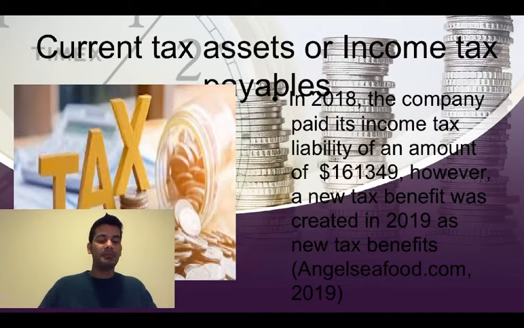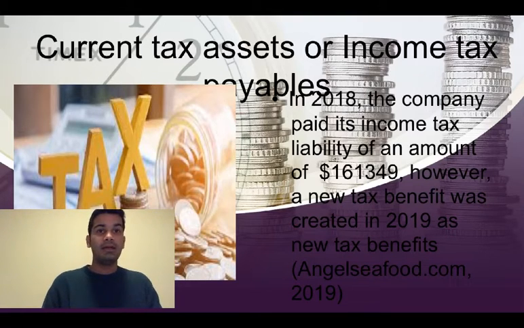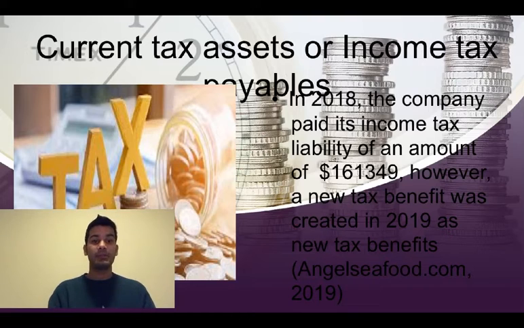In this slide, I'm going to discuss current tax assets or income tax payables. In 2018, the company paid its income tax liability of an amount of $1.6 million. However, a new tax benefit was created in 2019. The company has been able to manage the benefits from 2018, due to which no payment of income tax is required in 2019. The tax expense or tax benefit for the company is calculated at 27.5%.